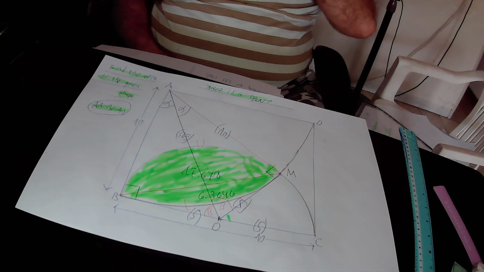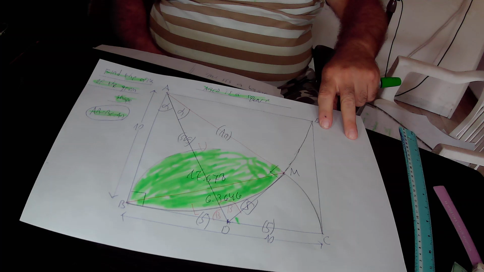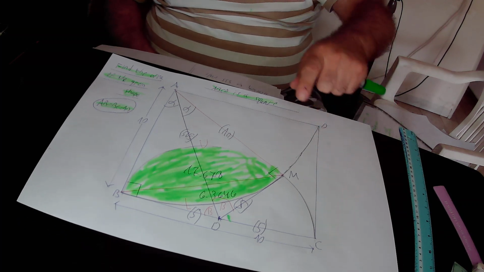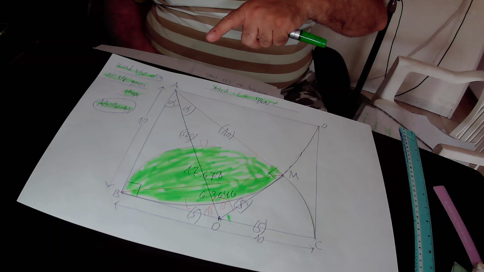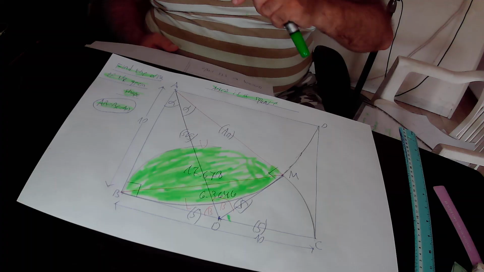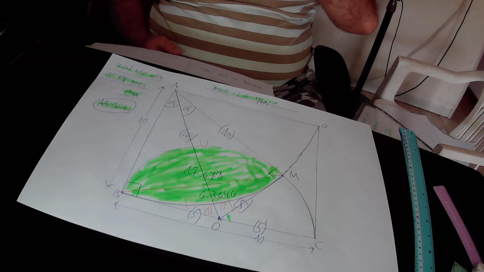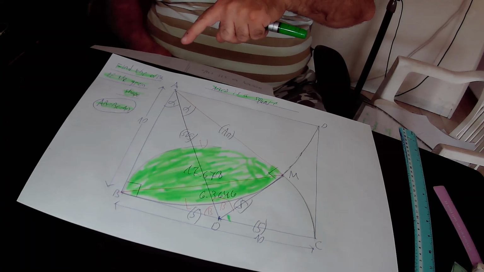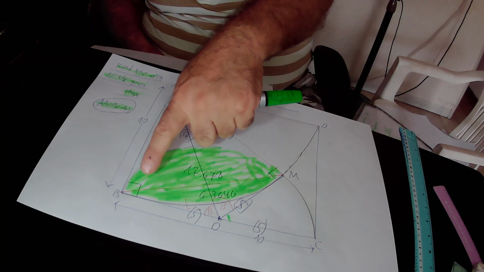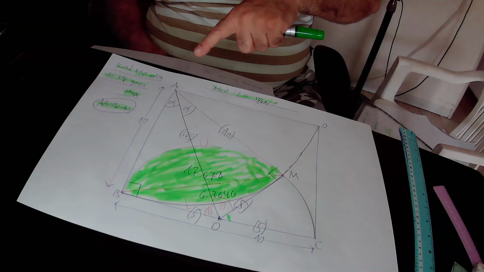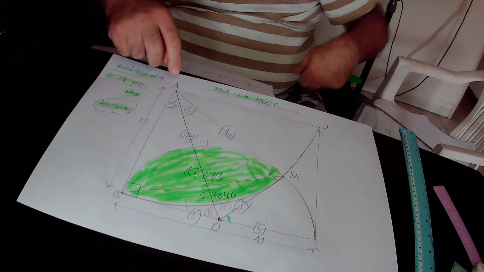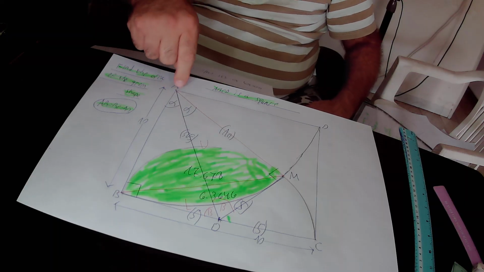In the next step, we join points A and O together by a straight line. And we know that all the angles inside square ABCD are right angles, and therefore this is a right angle. By joining points A and O, we get those two right triangles. This is the right triangle ABO, and this is the right triangle AOM.